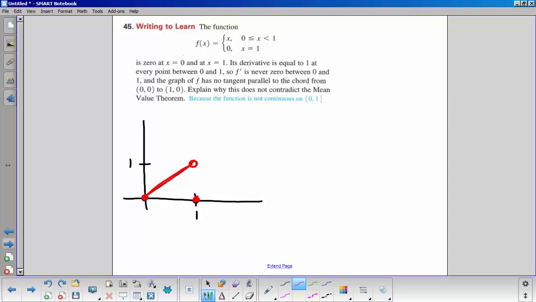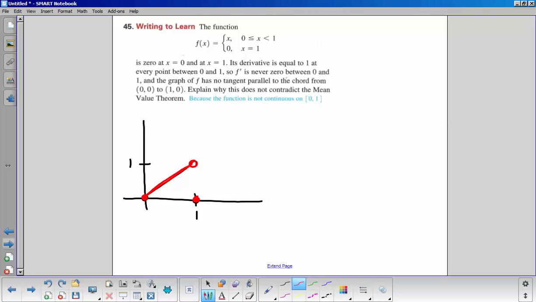Its derivative is equal to 1 at every point between 0 and 1, so f prime is never 0 between 0 and 1. Do you agree with that? Between 0 and 1, the slope of that line is what? 1, I agree. And the graph of f has no tangent parallel to the chord from (0, 0) to (1, 0). Explain why this does not contradict the mean value theorem.